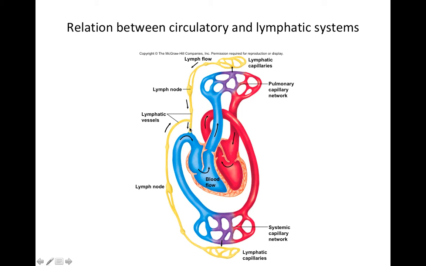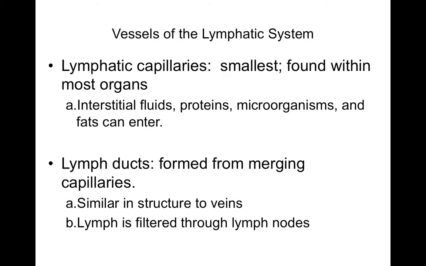So the lymphatic system and the circulatory system are connected. And again, I want to repeat that excess interstitial fluid will be picked up by the lymphatic capillary and sent back through the lymphatic ducts. It will pass through some lymph nodes and eventually be sent back to the veins for re-entering the circulatory system. So lymphatic capillaries are the smallest of the lymphatic vessels, and they're found in most organs.